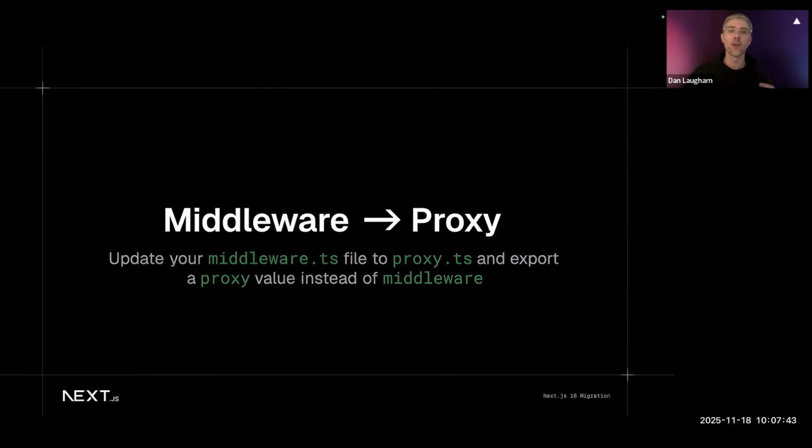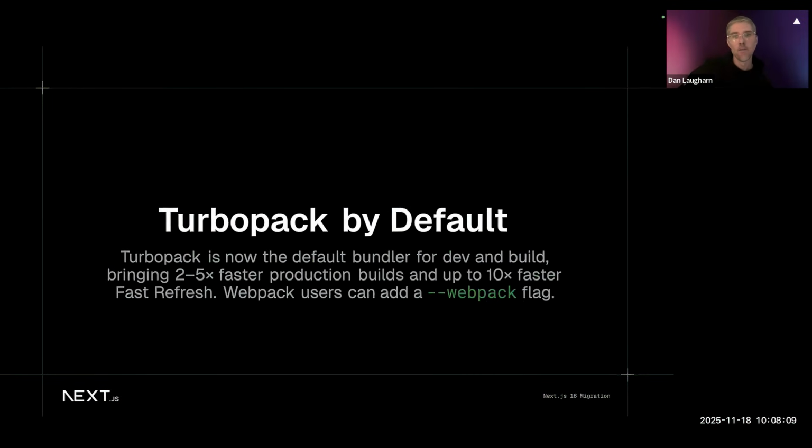Things go through, you can read the request and response, but it's a layer. So any kind of logic that you do there can add milliseconds or however long to the request. And we just want people to know that this is a place where generally you want a light touch. So that renaming is essential if you're upgrading to Next 16 and have middleware. You'll just do a simple rename there.